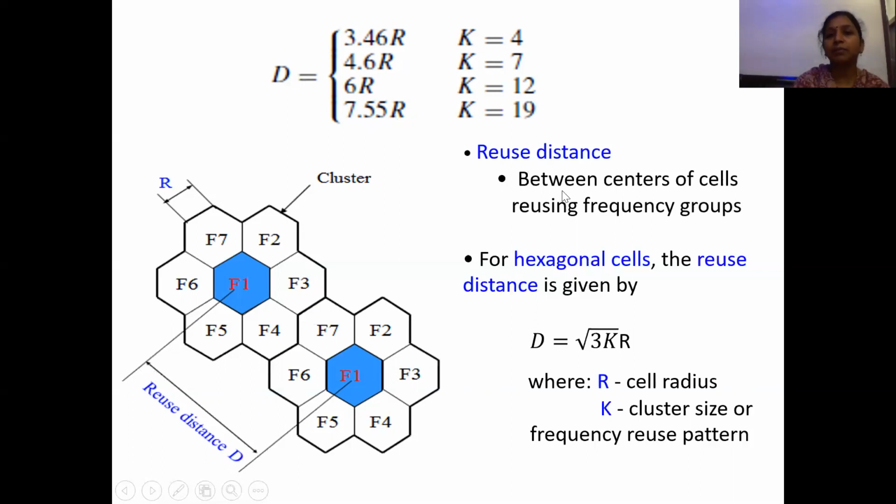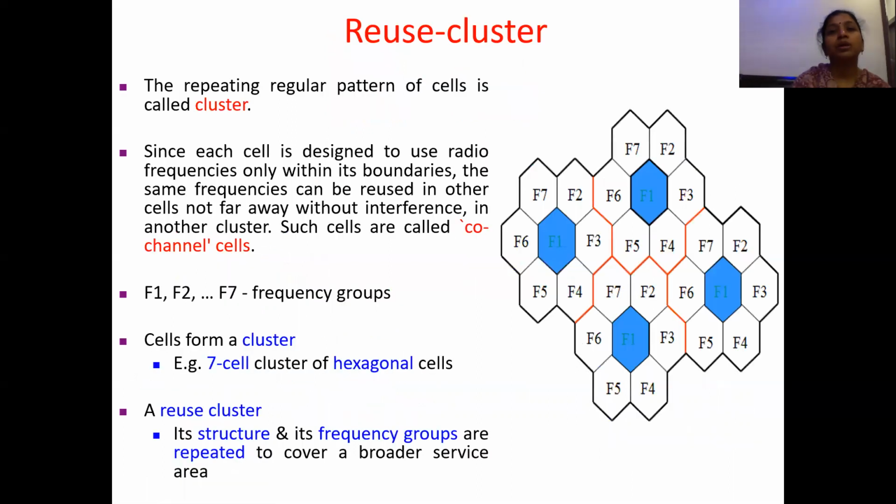So the reuse distance is the distance between centers of cells that are reusing the frequency groups. For hexagonal cells, the cell shape here is hexagonal, the reuse distance is given with the formula D is equal to root 3K R, where K is the cluster size, which we can also call the frequency reuse pattern, and capital R is the cell radius. You can see here four clusters. This is one cluster, this is one cluster, this is one cluster, this is one cluster. The cluster size is here 7 because we are reusing the 7 frequencies a number of times. So the repeated regular pattern of cells is called a cluster.